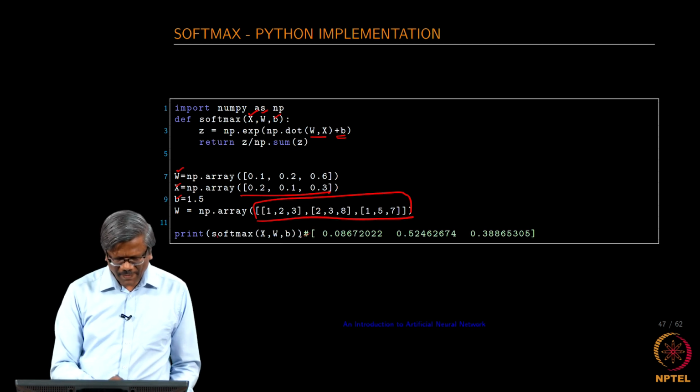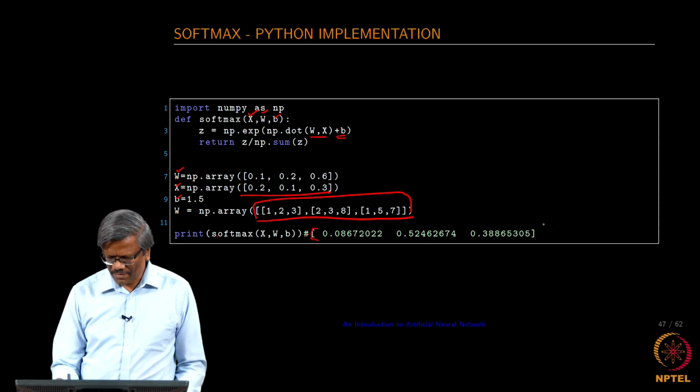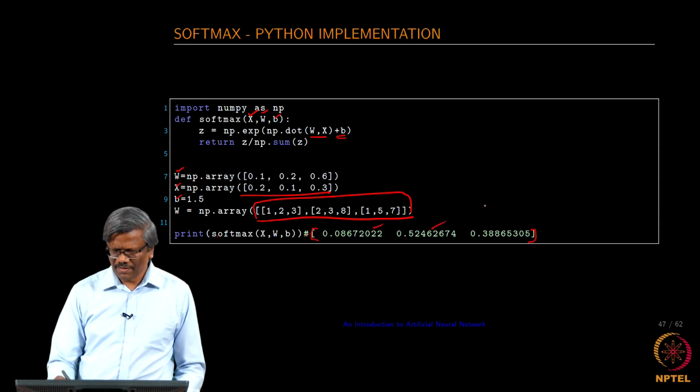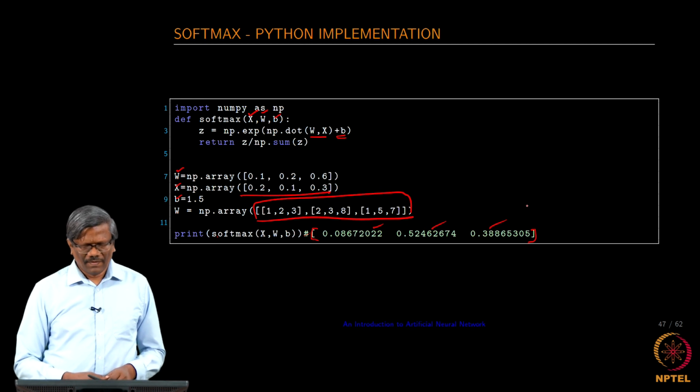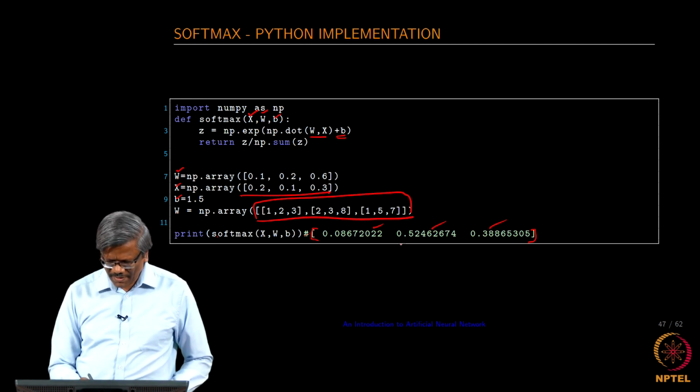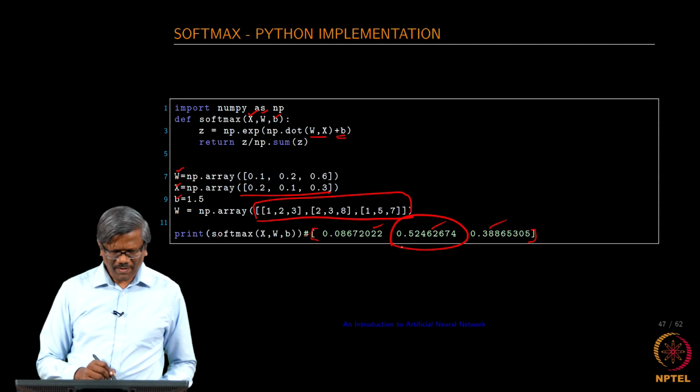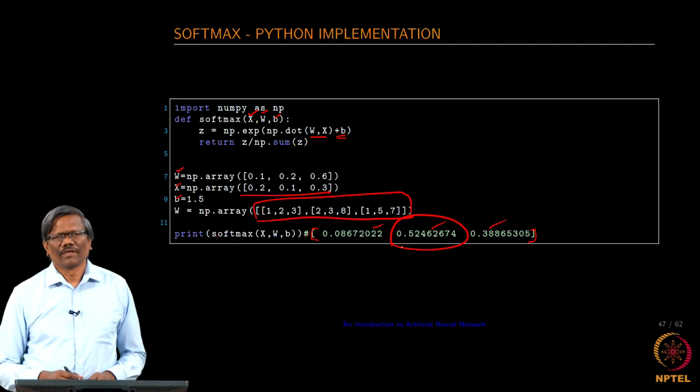When you run the softmax function, what you get is this. Okay, so, it is a distribution, the values are distributed, and you can see that the middle value has a higher probability.